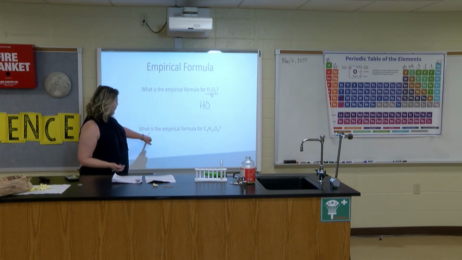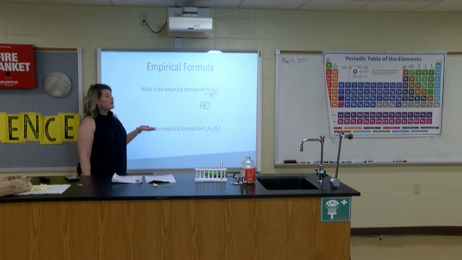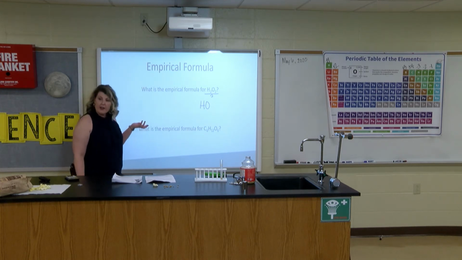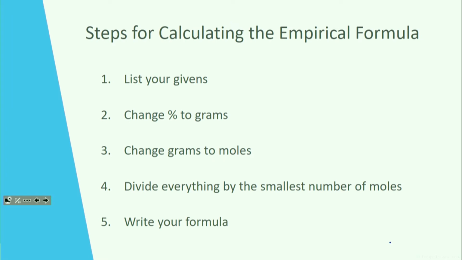Now, if we look at the next one, what is the empirical formula for C6H12O6? What is your common factor there? What can you divide everything by to reduce it to its most reduced form? I could divide everything by 6. And if I divided everything by 6, I would get that my empirical formula is actually CH2O. So remember, we don't write ones. Ones are understood. So this is how you go from a molecular formula to an empirical formula, but we're actually going to figure out how to calculate those things today based on some percent composition data.